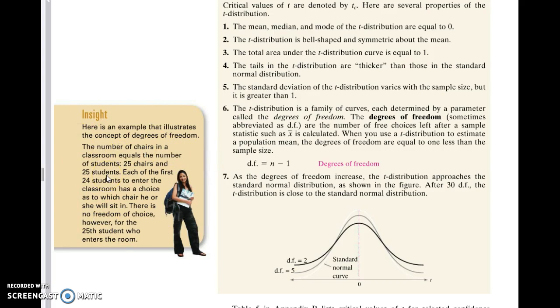And this little inset here on 310 illustrates what the degrees of freedom mean. If you have 25 things in a sample, it's like having 25 chairs in a classroom and 25 students. The first 24 students have freedom as to where they sit. But that last student has no choice. There's only one chair left. They have to sit there. So the people with freedom is always one less than the sample size. The degrees of freedom is one less than the sample size.